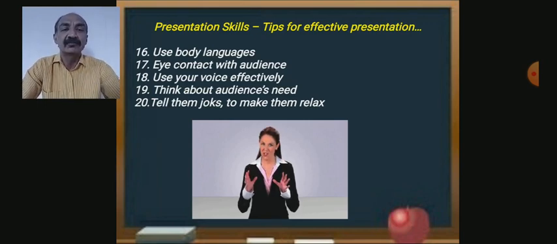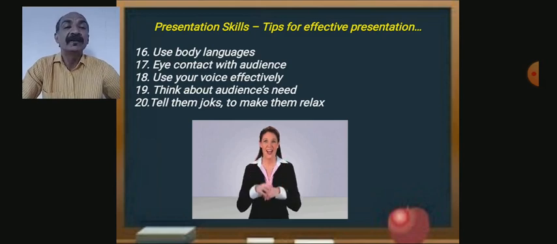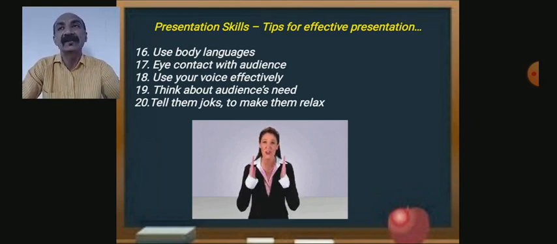20th and the last point is that tell them jokes to make them relax. Yes, sometimes it may be possible that your audience gets bored, and you have to bring them into the mainstream of your conversation, and for that it is sometimes required that you tell them some jokes so they feel comfortable and relaxed. In this way we have understood the first point.